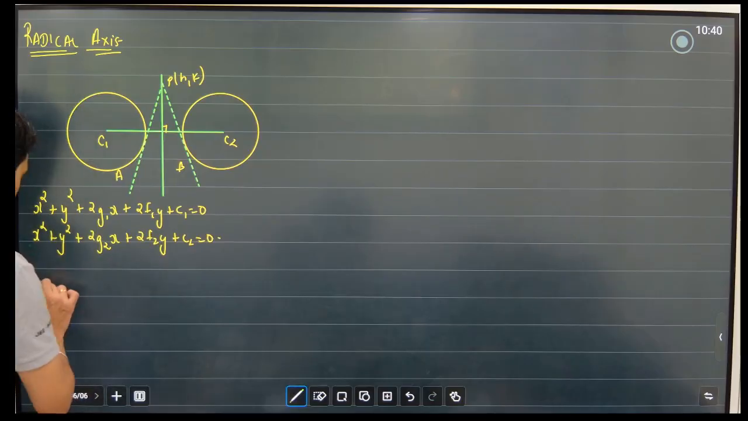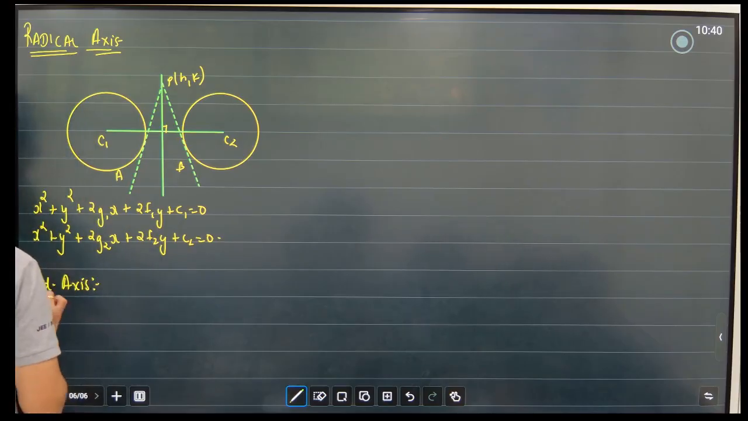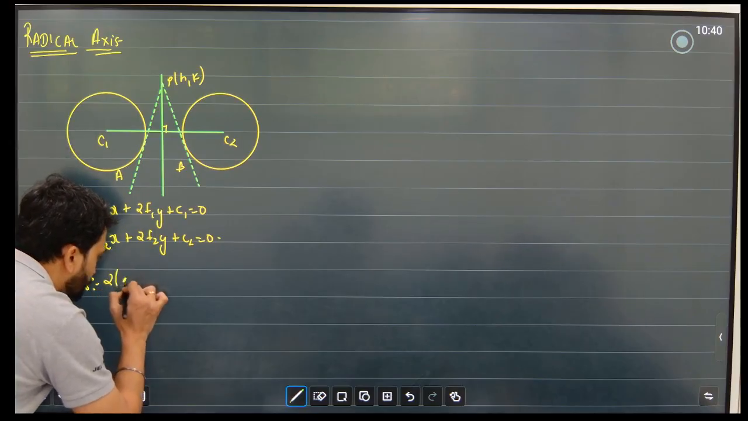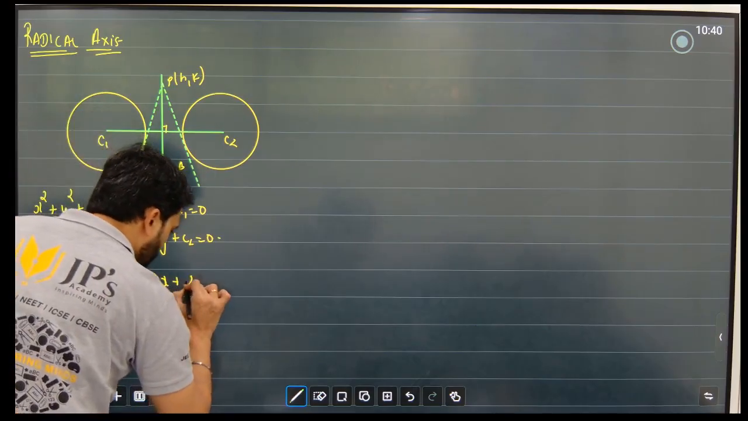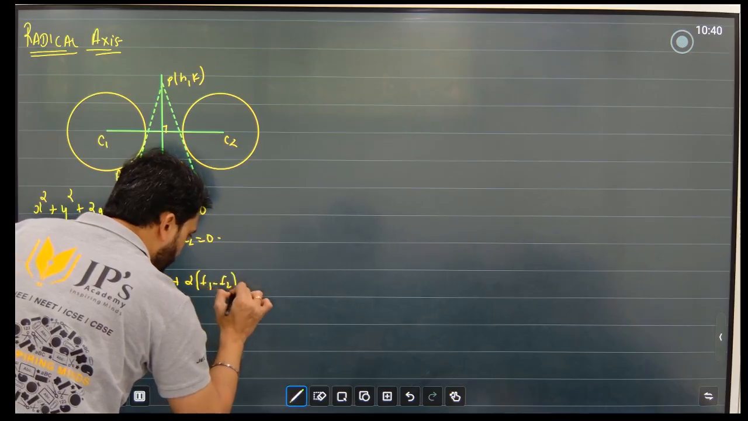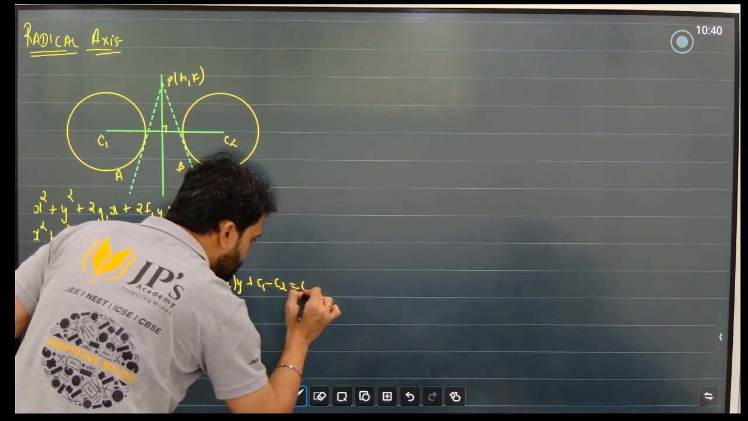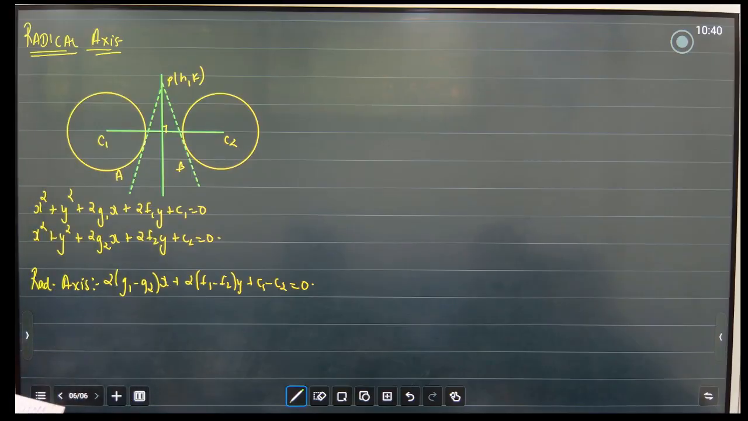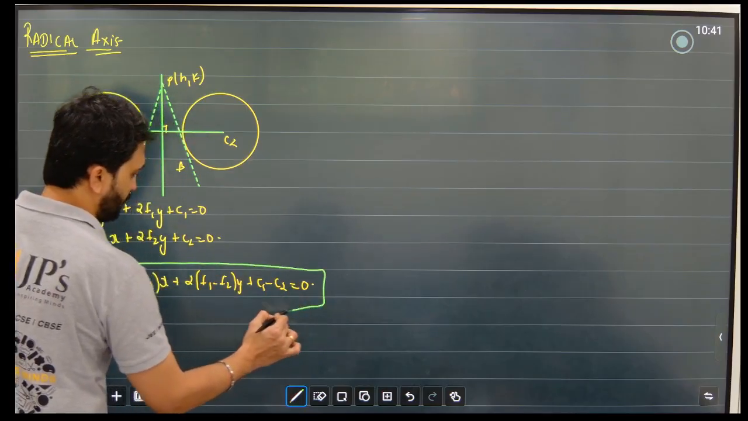Okay, and if I subtract them, my radical axis will be 2(g1 − g2)x + 2(f1 − f2)y + (c1 − c2) = 0. All you have to do is just subtract both the equations and you will get the same equation.